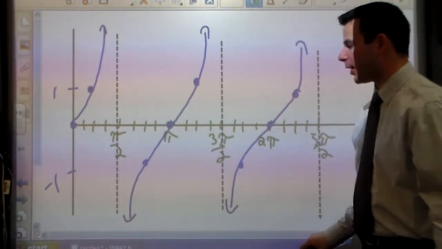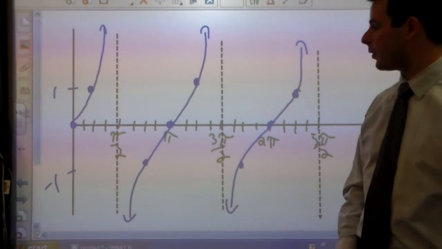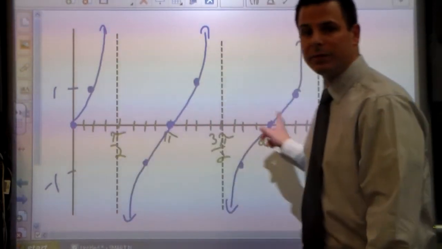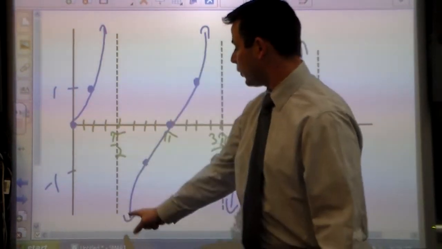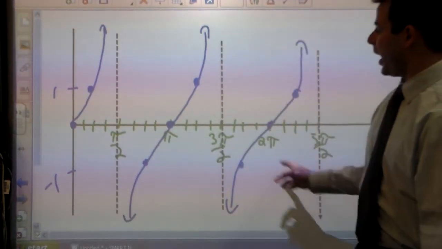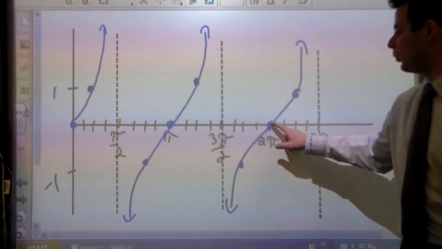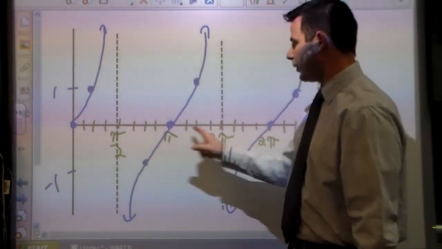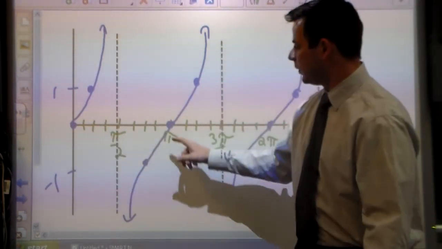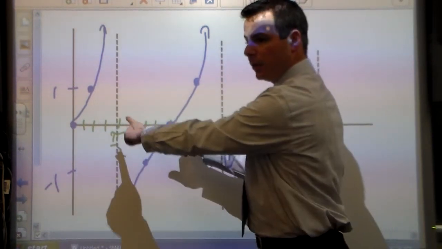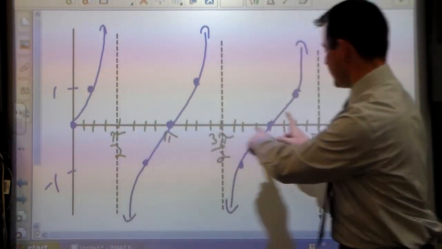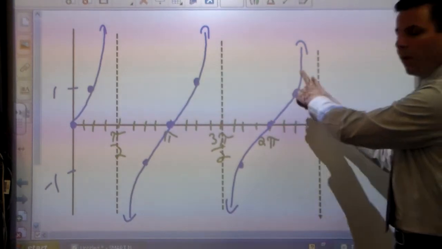So here's the way I like to think about tangent. To graph from start to finish, what I like to do is set up your axis, put your asymptotes at the over 2's, and then start with the multiples of pi: 0, pi, 2 pi, 3 pi, and put a dot on the axis. So put a dot on the axis, then left 2, down 1, right 2, up 1. Left 2, down 1, right 2, up 1.